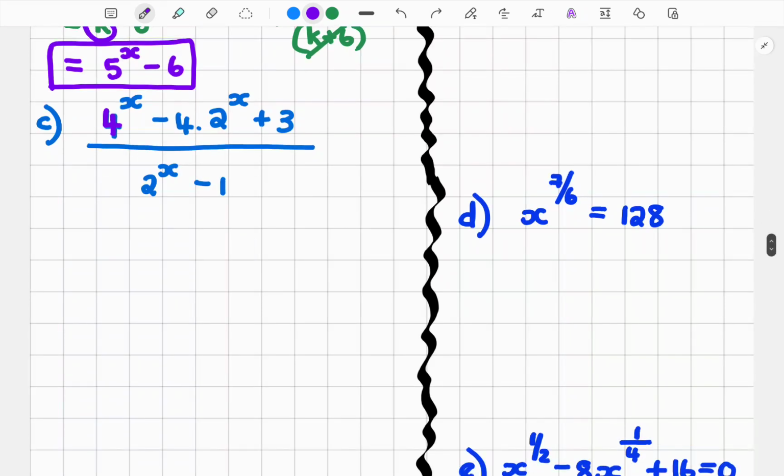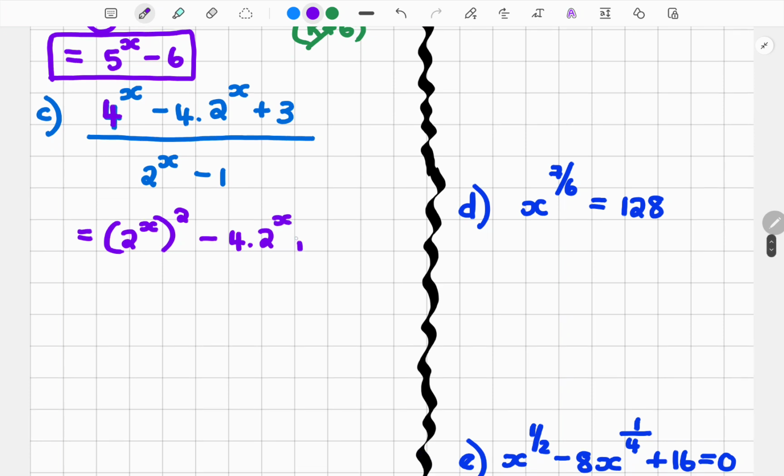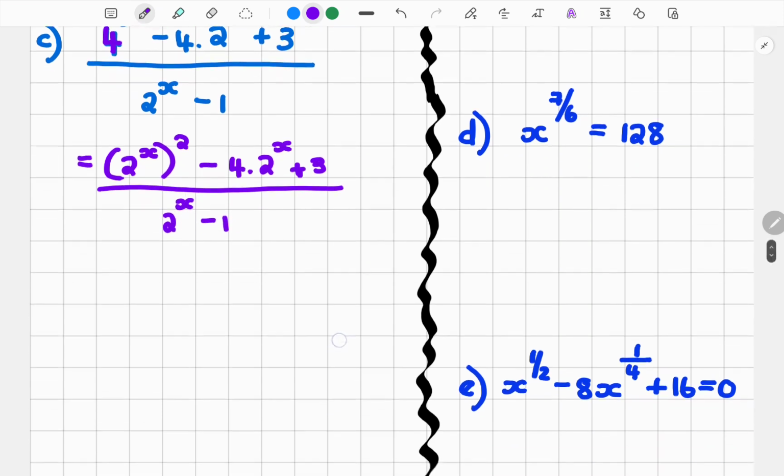Okay, so 4 to the power x is going to become 2 to the power 2 multiplied with the x, 2x. Do the old switcheroo, so it's 2 to the power x squared minus 4 times 2 to the power x plus 3 all over 2 to the power x minus 1.